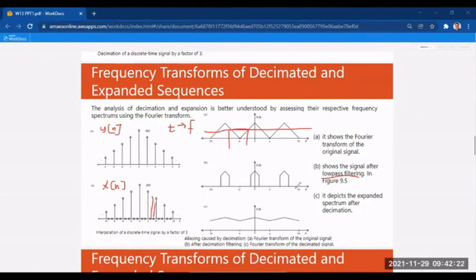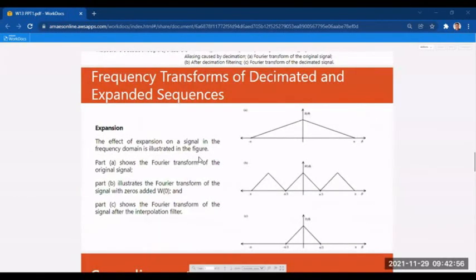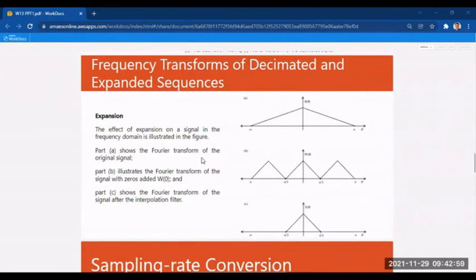Then this signal will be decimated, as in the block diagram of our decimation earlier. So we subject it first to anti-aliasing or low pass filtering, and then we decimate the signal. This is the original signal, this is the signal after the low pass filtering, and this is the signal after decimation. So this is the Fourier transform representation. Next, we have the Fourier transform representation of our interpolated signal.